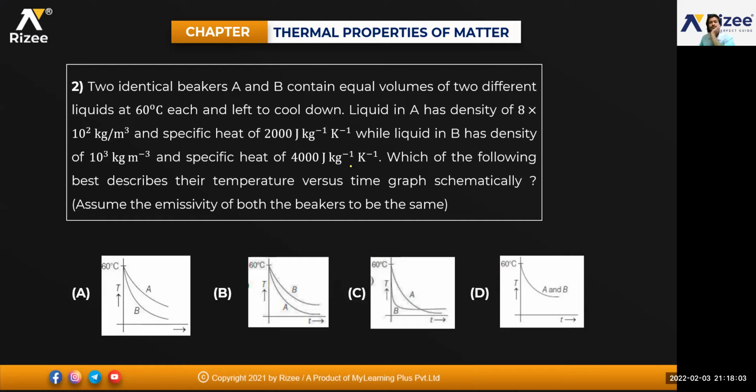Anyone? Option B. How, beta? Nandini, on what basis are you saying it is better? Inversely proportional to mass and specific heat. Yesterday you told us that tan theta is inversely proportional to mass and specific heat.